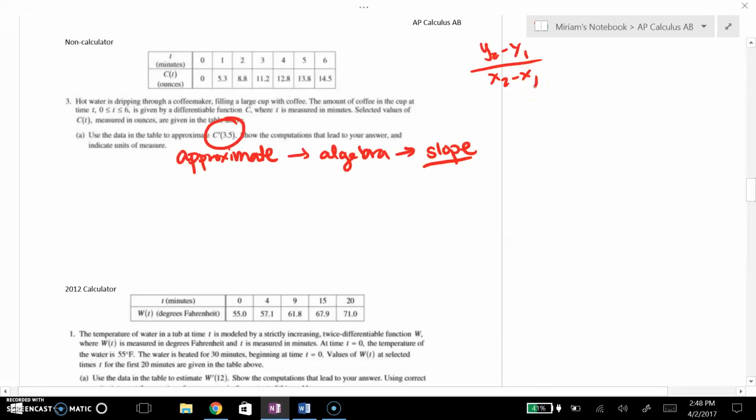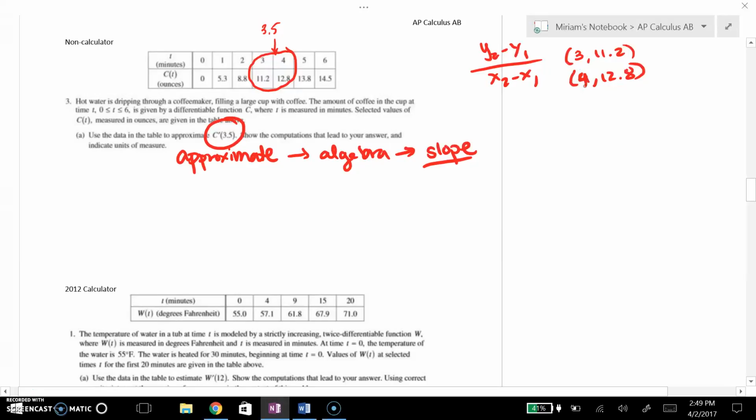Now this is the deal here. See 3.5? You should choose 2 points in this table that contain 3.5 in between them. So 0 and 1, nope. 1 and 2, nope. 2 and 3, nope. 3 and 4, yes. Because 3.5 is in between them. So I'm going to use these guys. So I have (3, 11.2) and (4, 12.8).